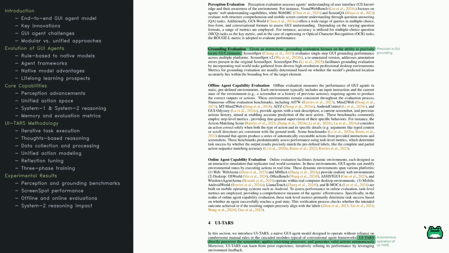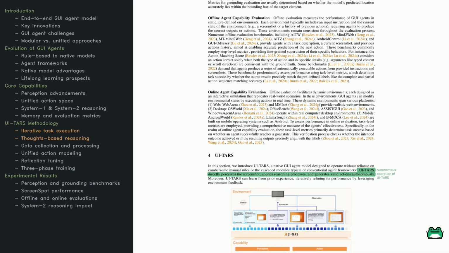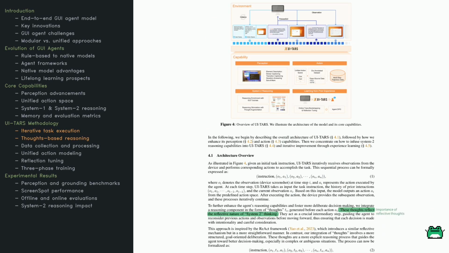At the end, the paper introduces UITARS as a native GUI agent that avoids the usual modular pitfalls. It adapts iteratively by learning from direct feedback rather than being scripted. Here's an overview of the UITARS architecture itself. The basic loop goes like this.